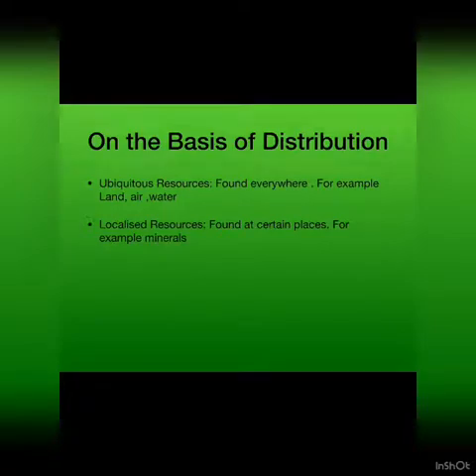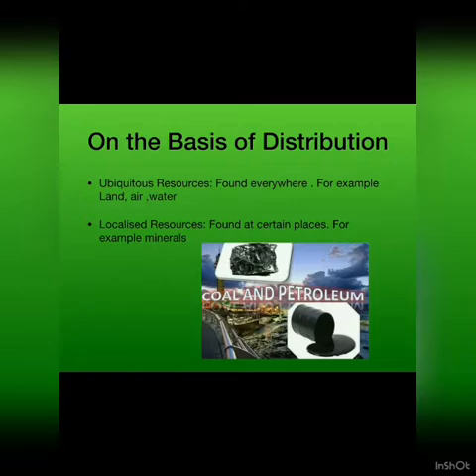Next comes on the basis of distribution. On the basis of distribution, the resources are divided into ubiquitous and localized. Ubiquitous, all the natural resources come in this category. They are found everywhere. For example, land, air, water. Second one, localized. These resources are found at certain places. For example, minerals.